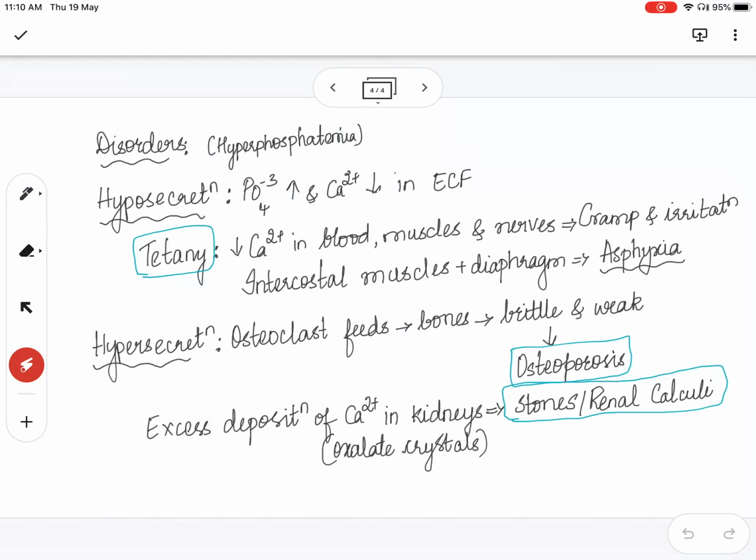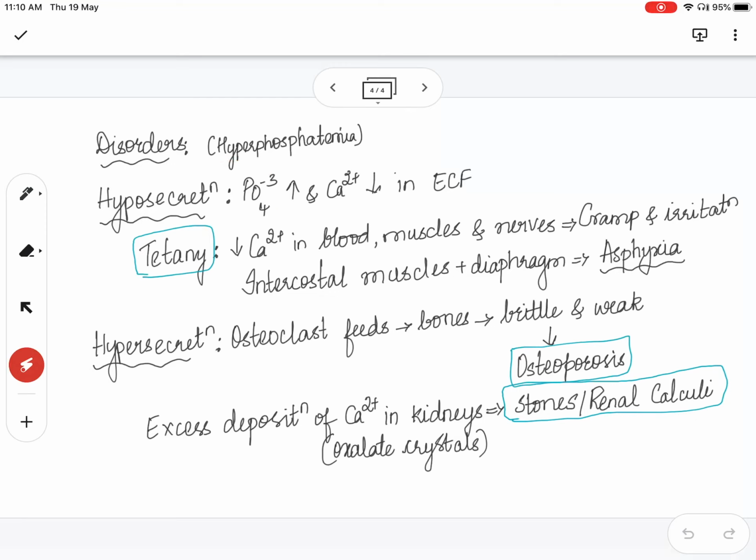Okay, so first one is hyposecretion. That means due to less secretion of this particular hormone, that is parathyroid hormone or parathormone, the amount of calcium ions will decrease and the amount of phosphate ions is going to increase. When these ions increase, that condition is called as what? Hyperphosphatemia. Because of low calcium ions, you call it as what? Hypocalcemia. Just the names are changing. Hypo because of less, hyper because of more.